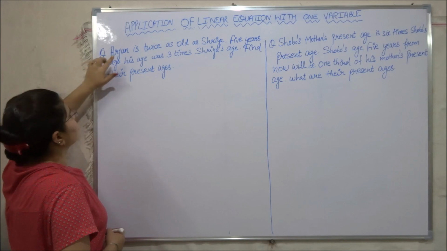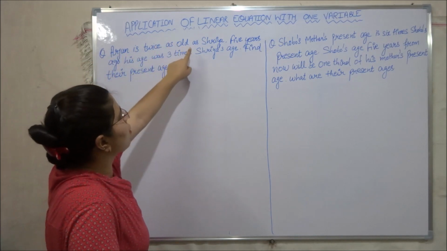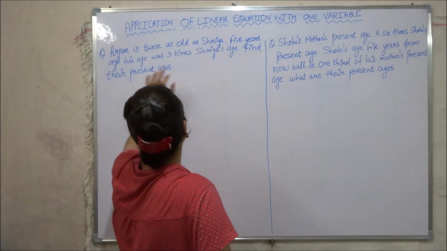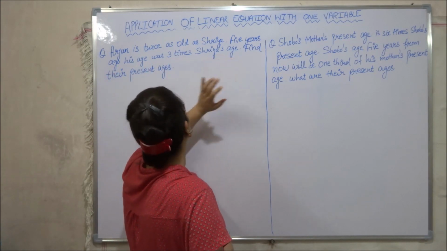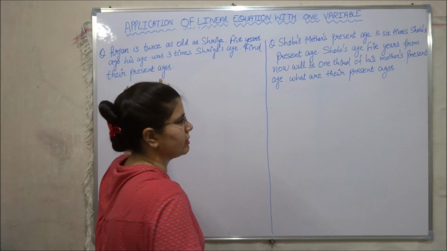Our first question is, Arjun is twice as old as Shreya. 5 years ago, his age was 3 times Shreya's age. Find their present age.